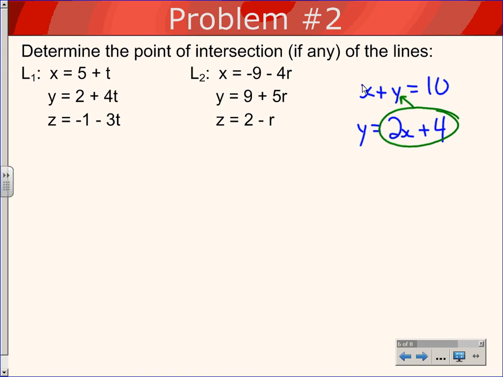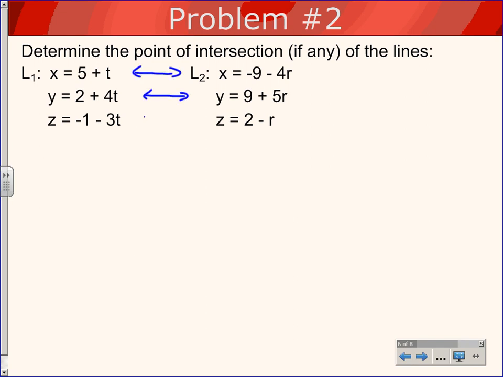The reason it worked, the reason we were allowed to make that substitution, is we're saying if there was a point of intersection, those two y values would have to be equal. And that's the key here too, if we're finding a point of intersection, the x value in line 1 has to equal the x value in line 2. The y value in line 1 has to equal the y value in L2. So I can take all of these equations and pair them up. I'm going to put all of them together.